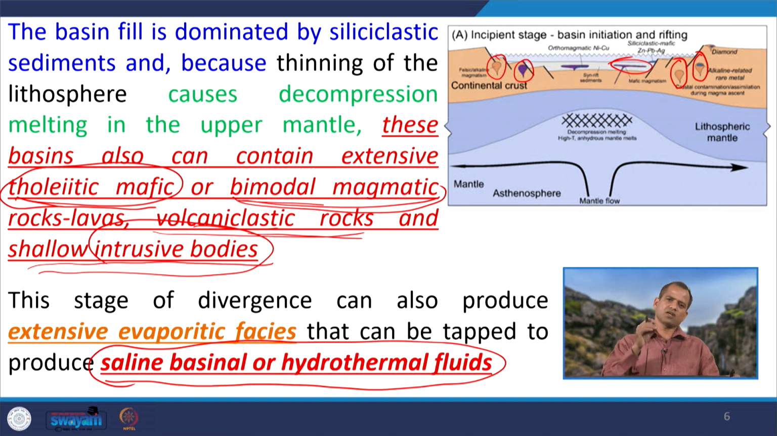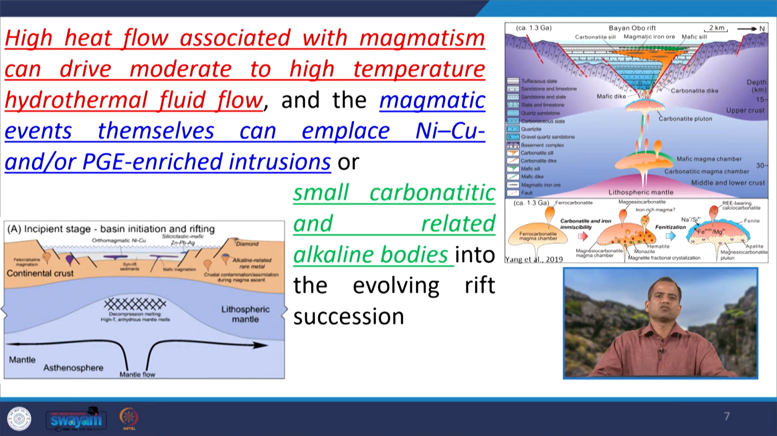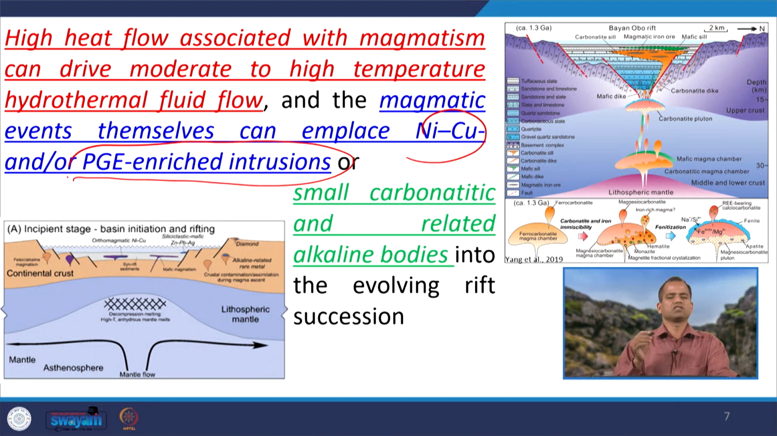When the fault is passing through the evaporite phases, they will be activated and may produce saline basinal fluid and maybe hydrothermal fluid, because the temperature is higher at depth. So, high heat flow associated with magmatism can drive moderate to high temperature hydrothermal fluid flow, and the magmatic events themselves can emplace nickel, copper and PGE enriched intrusions. So, this is very important.